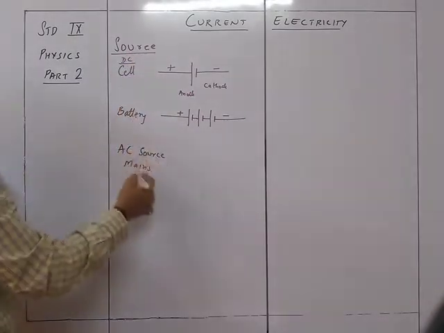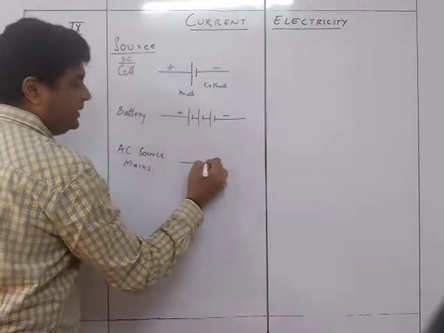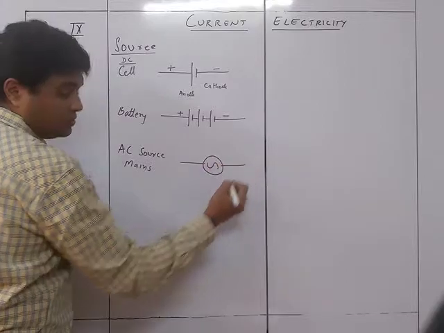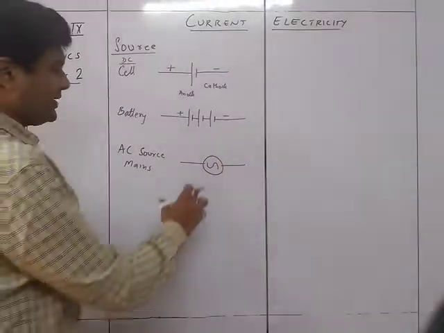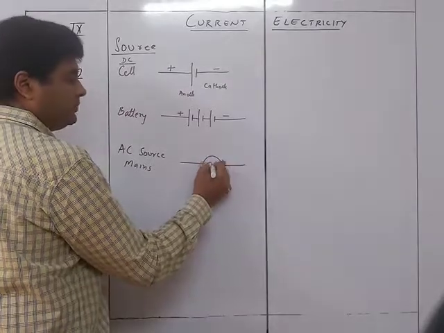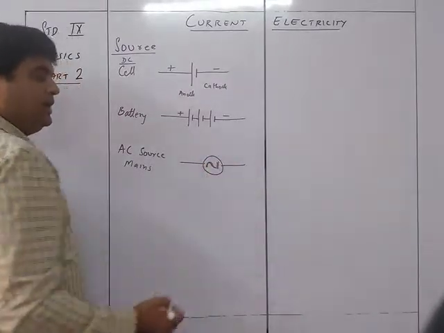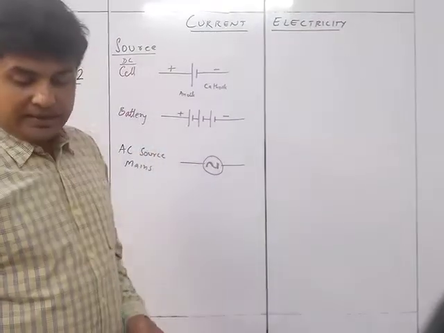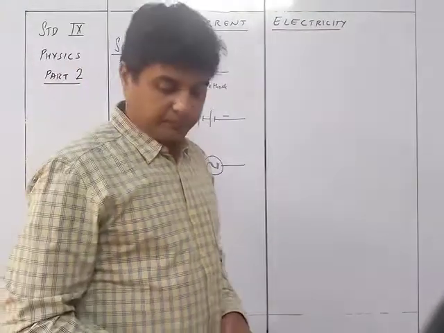So these two are DC, but this is the AC source, which is given by a circle with a sine curve inside. So that will be a sine wave inside. You can put it this way or this way, it doesn't matter, it makes no difference. It is basically a sine wave, which will be a sleeping S inside the circle. So that is called the AC source.